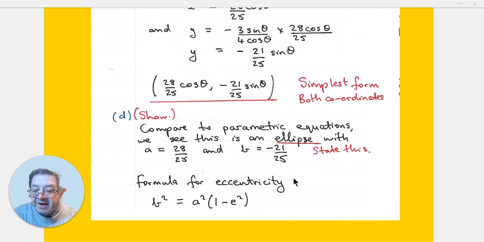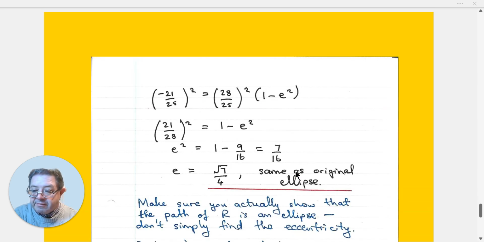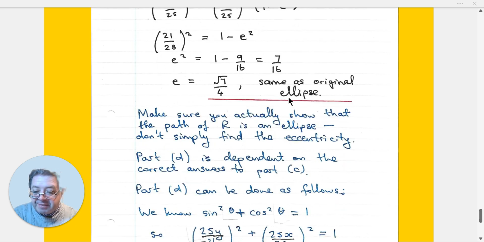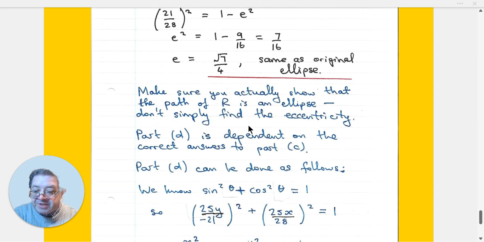Using again the formula for eccentricity with these a and b values and rearranging, we get e squared equals 7 over 16, which is the same as for the original ellipse, e equals root 7 over 4. So we have shown it's an ellipse and we've found the eccentricity. So make sure we do state it's an ellipse. Part D is dependent on part C.